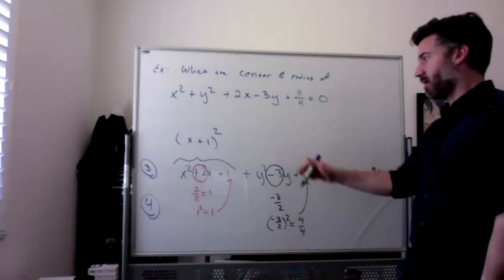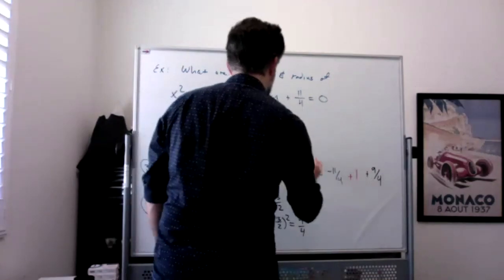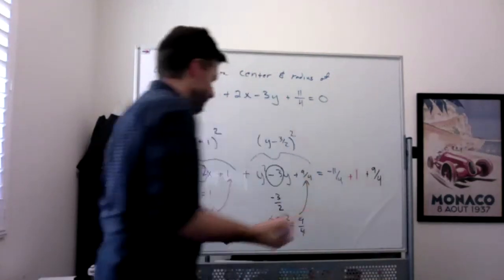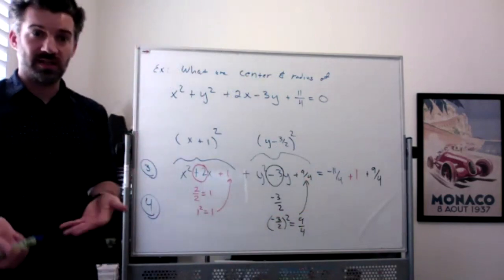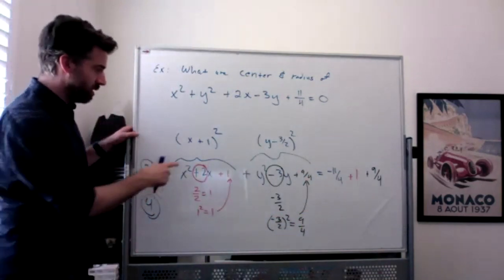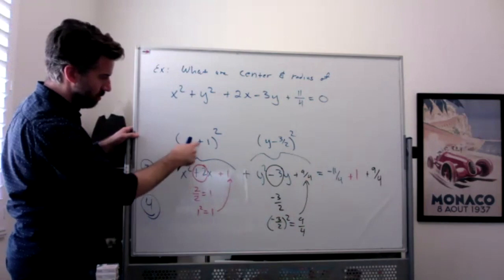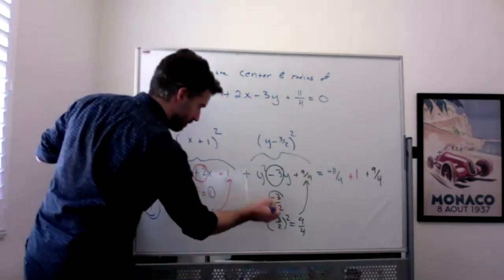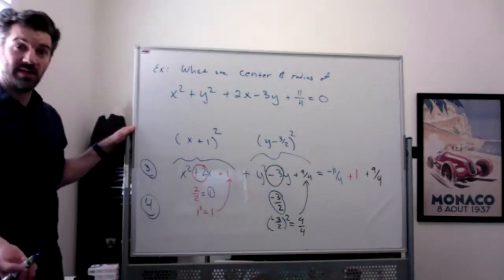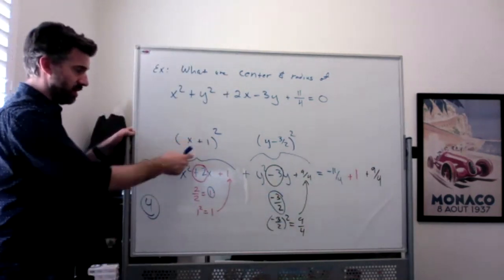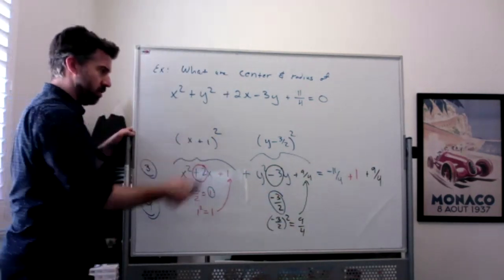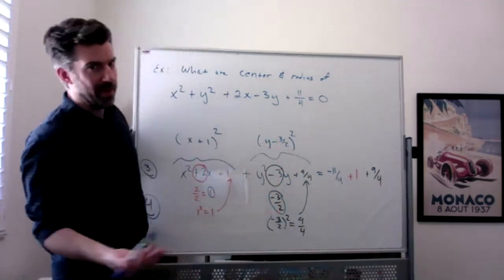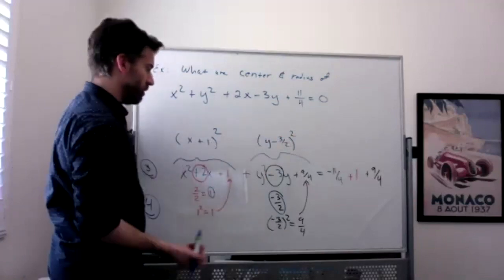So you get y minus 3 halves squared. The easier way to do it is to recognize that it's always going to be your variable plus whatever this number is right here. So your coefficient divided by 2 is going to be what goes there. So here it's x plus 1 quantity squared. Here it's y plus negative 3 halves, or y minus 3 halves quantity squared.